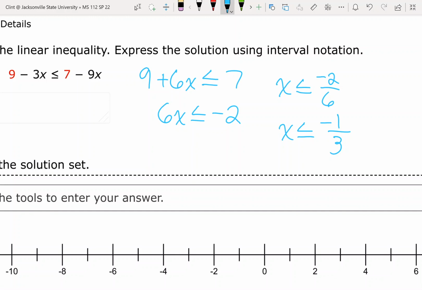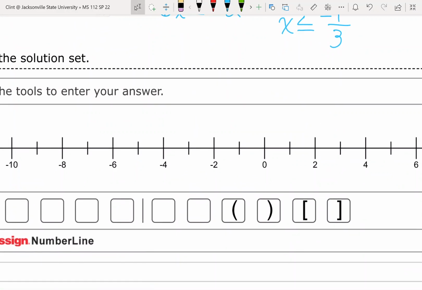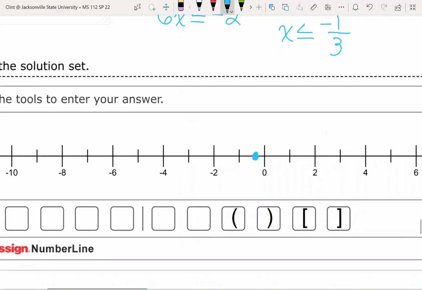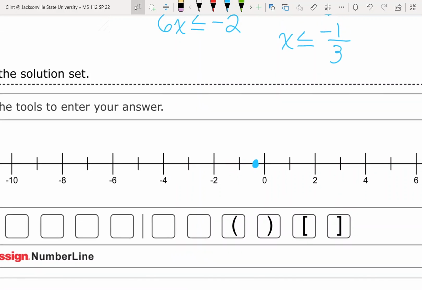We also want to shade our answer on the number line. For negative 1/3, I will probably just give you a blank one and you can mark where you want negative 1/3 to be. Here negative 1/3 is somewhere here. We want x less than or equal to negative 1/3, so it's a closed circle. And since it's less than, which way do we shade? To the left, yeah, so we would shade over here.